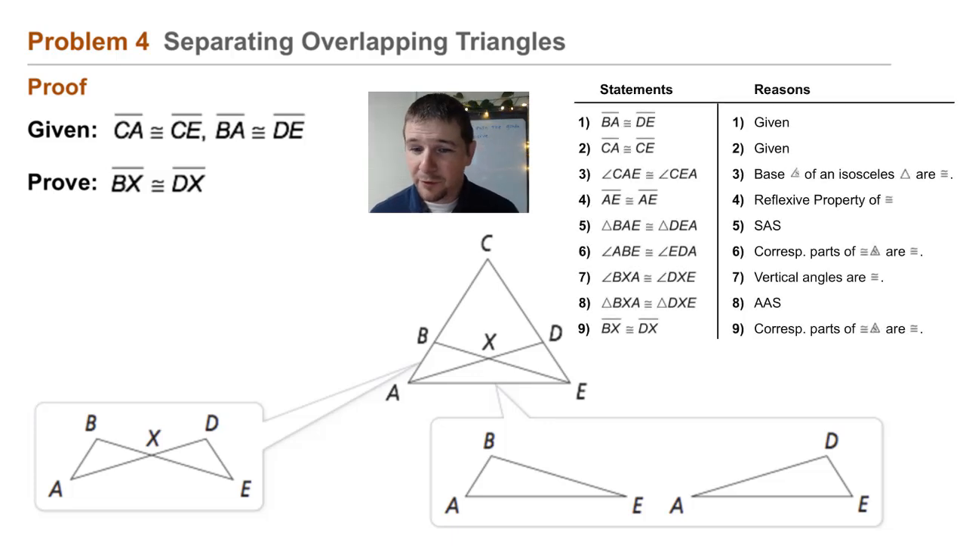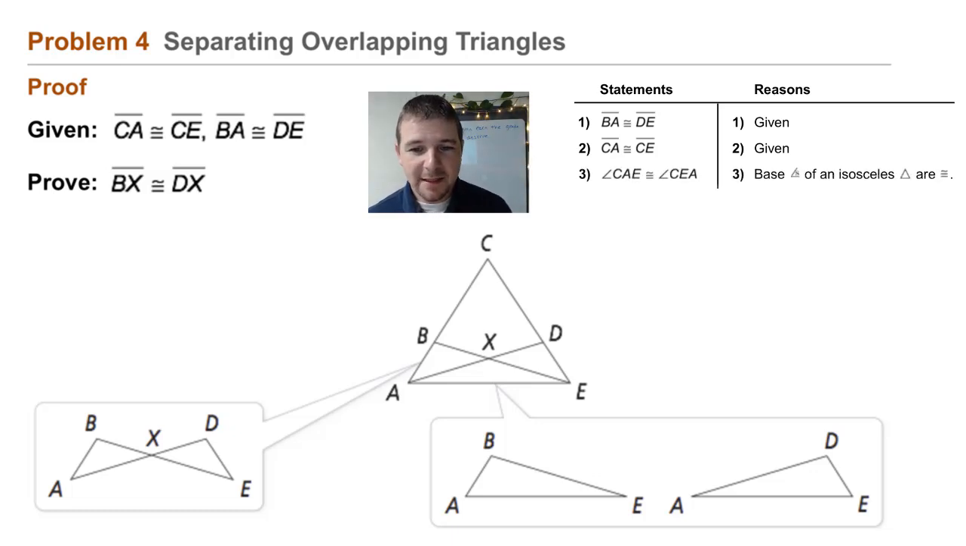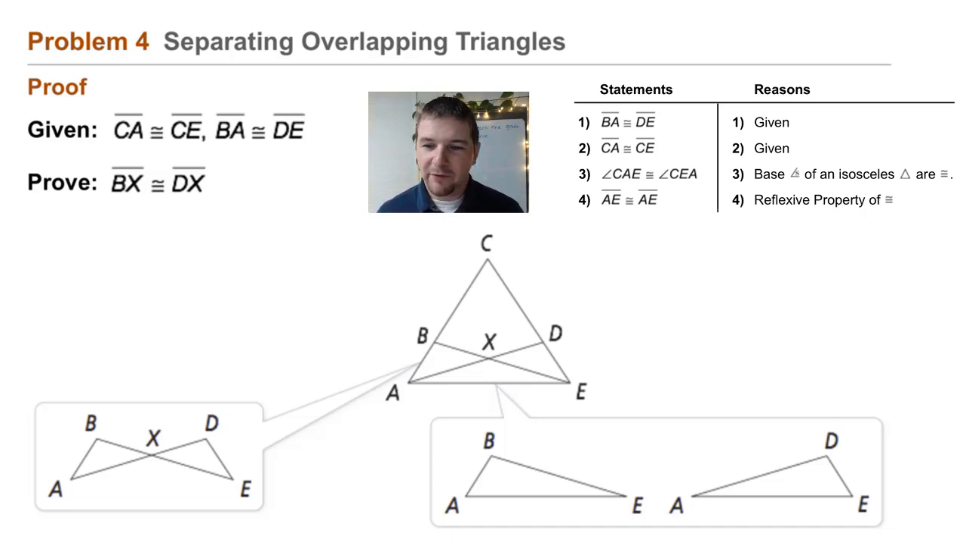And then in a two-column proof, we would restate the given information in statements 1 and 2. And in statement 3, state that angle CAE is congruent to angle CEA because the base angles of an isosceles triangle are congruent. Statement 4, segment AE is congruent to segment AE by the reflexive property of congruence.